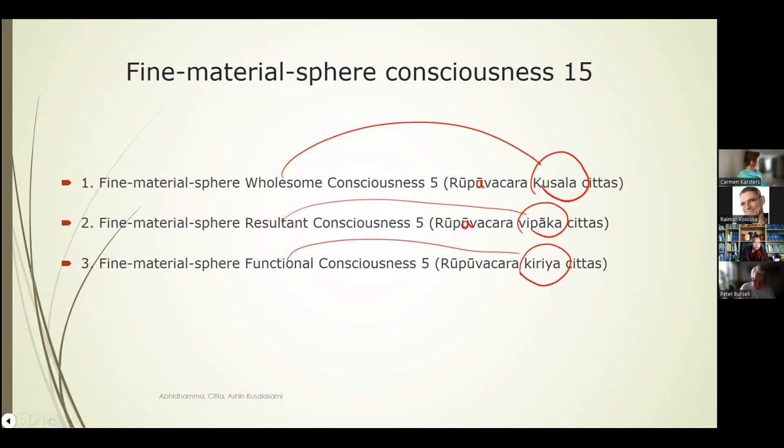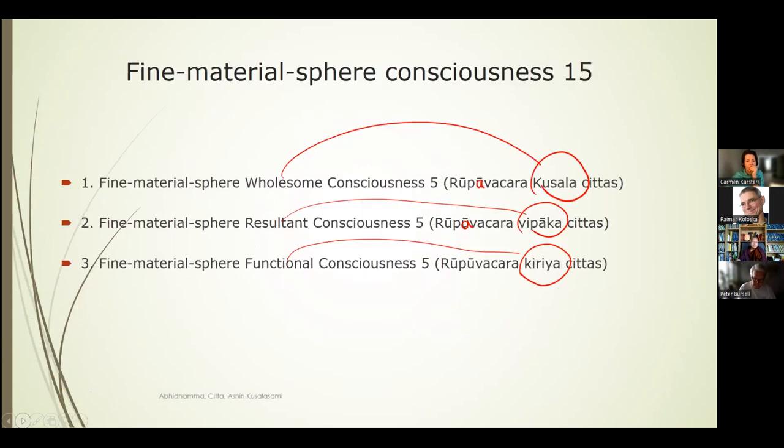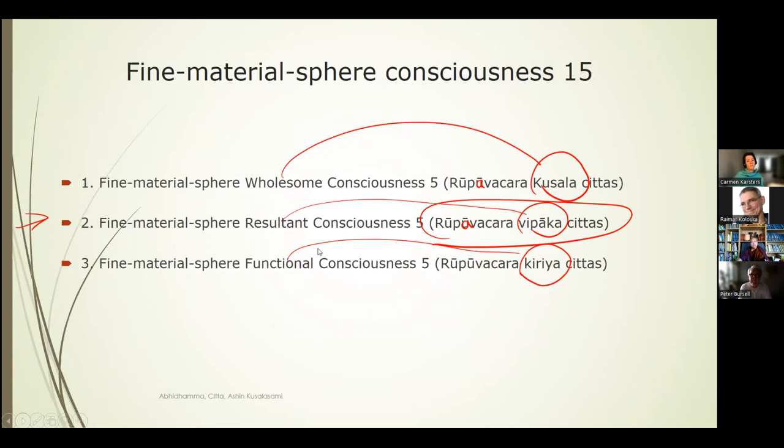In the sense sphere consciousness 24, here the Mahavipaka cetasika has functions not only as birth consciousness but also other functions. But here in the five material sphere resultant consciousness, it has only one function, the birth consciousness. You will learn this later. What I mean here is the difference between the Mahavipaka cetasika and the five material sphere resultant consciousness. You will become clearer later.